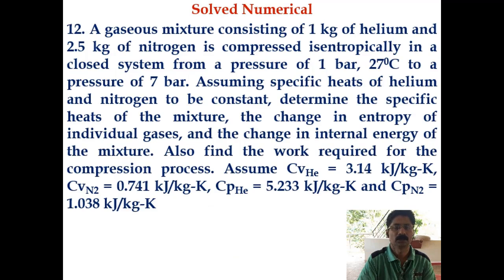Now we'll solve this problem. A gaseous mixture consisting of 1 kg of helium and 2.5 kg of nitrogen is compressed isentropically in a closed system from a pressure of 1 bar and 27 degrees Celsius to 7 bar. Assuming specific heats of helium and nitrogen to be constant, determine the specific heats of the mixture and the change in entropy of the individual gases and change in internal energy of the mixture. Also find the work required for the compression process. Here you are given the value of Cv for helium, Cv for nitrogen, Cp for helium and Cp for nitrogen. So let us solve this problem.